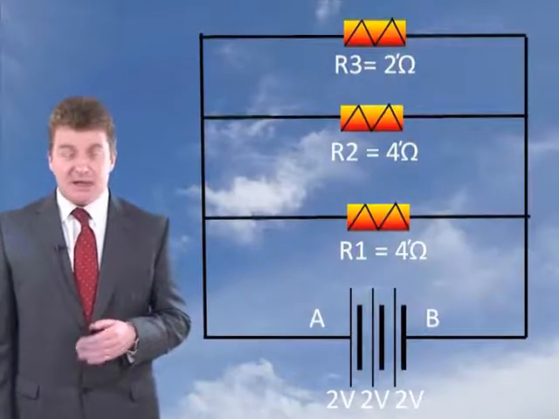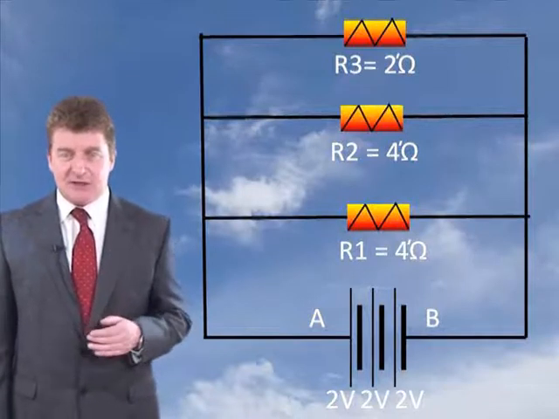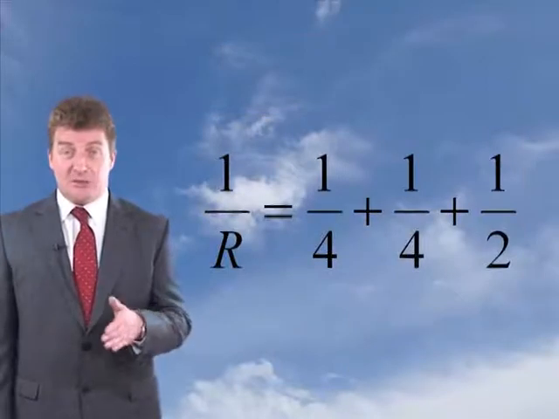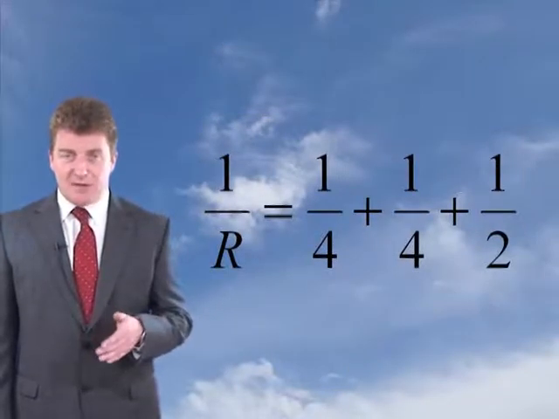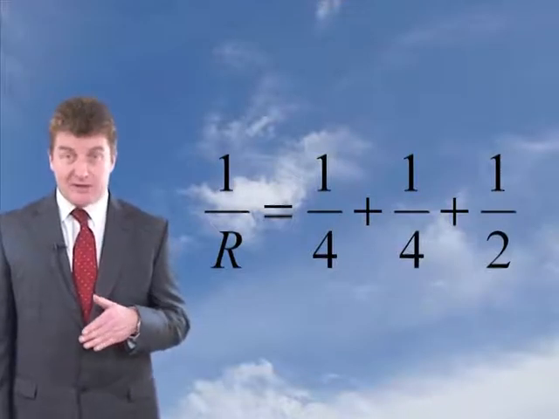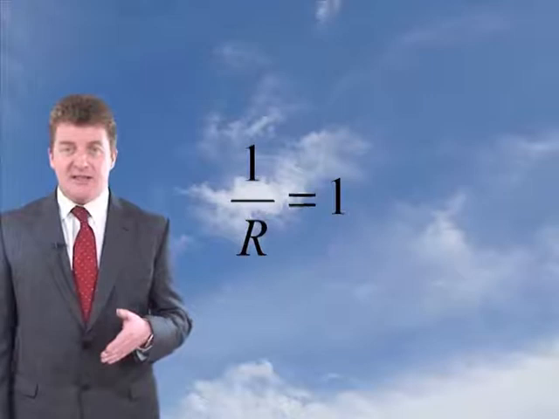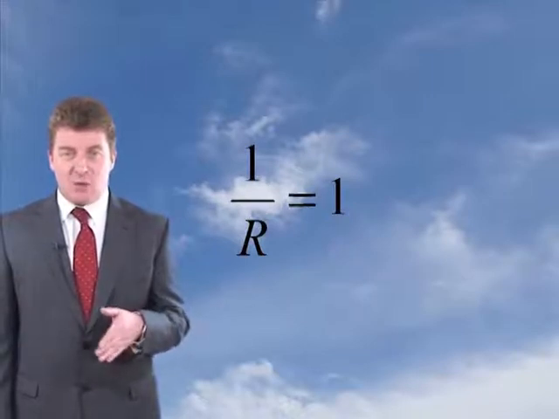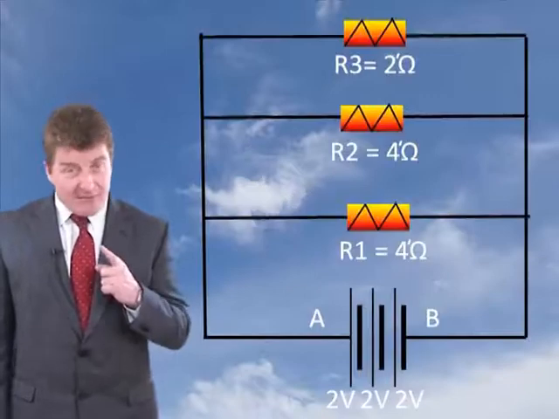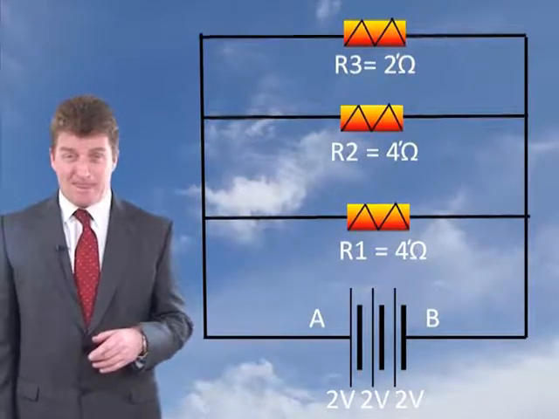Let's do an example. Determine the effective resistance of this circuit here. What is the total resistance of the circuit? Putting known values in this formula, 1 divided by R equals 1 divided by 4 plus 1 divided by 4 plus 1 divided by 2. Well, that's a quarter plus a quarter plus a half, which is 1. This gives us a value of 1 divided by R is 1, which gives us a total resistance of 1 ohm. So the effective resistance of this circuit is 1 ohm.